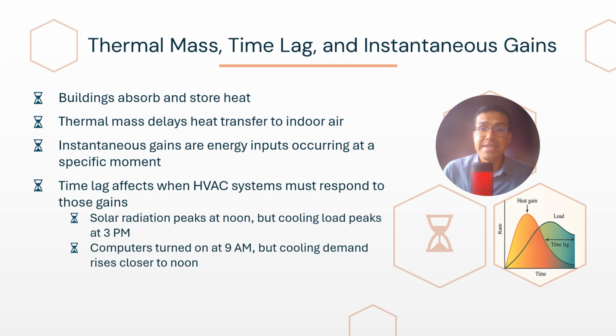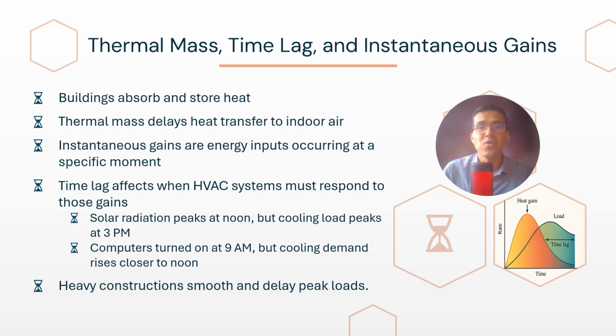Recognizing this delay is essential. HVAC systems should be designed not just for the time of maximum gain, but for the time when the gain translates into a real cooling or heating demand. This is what ensures occupant comfort and energy-efficient system performance. This concept explains why lightweight structures experience more immediate temperature swings, while massive ones offer thermal stability, often making them more energy efficient when combined with smart HVAC control.